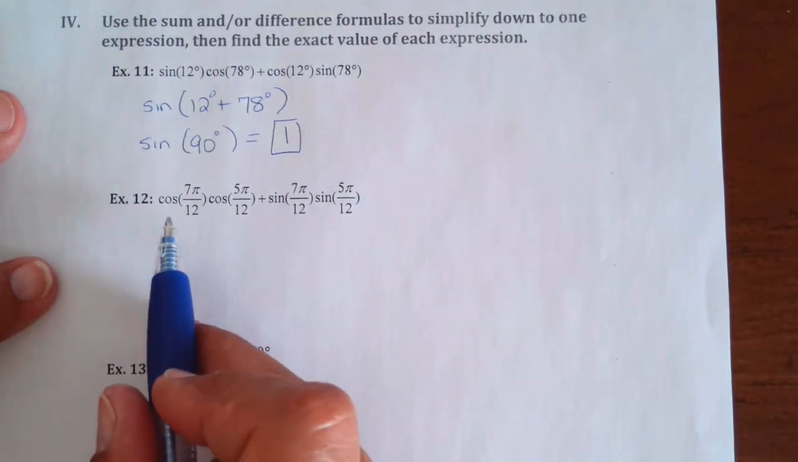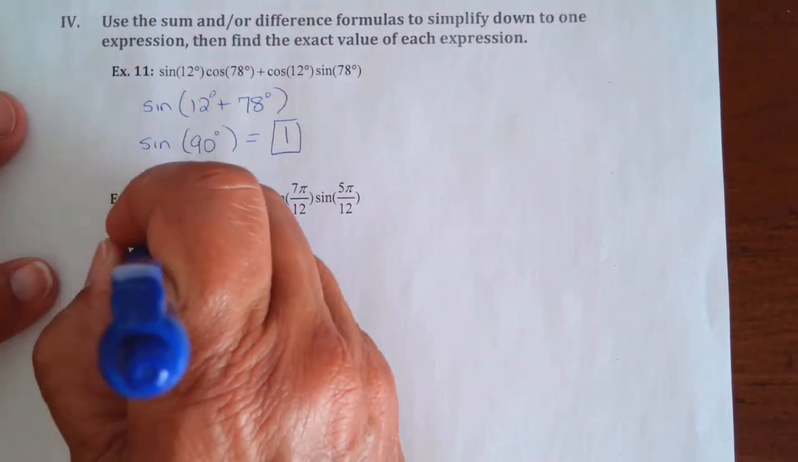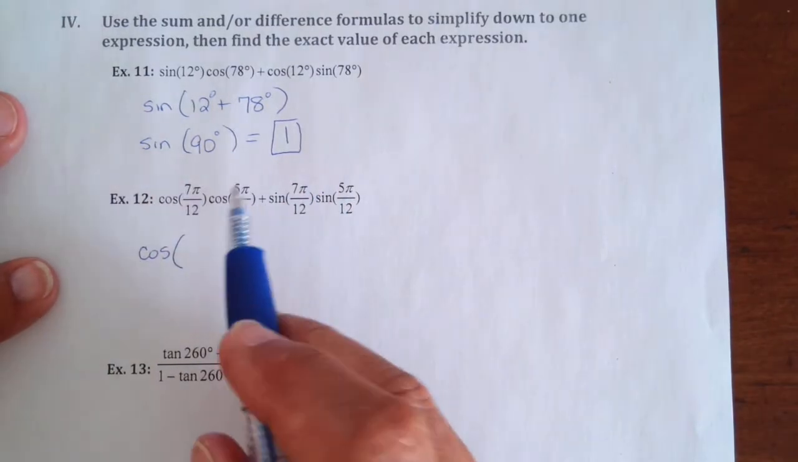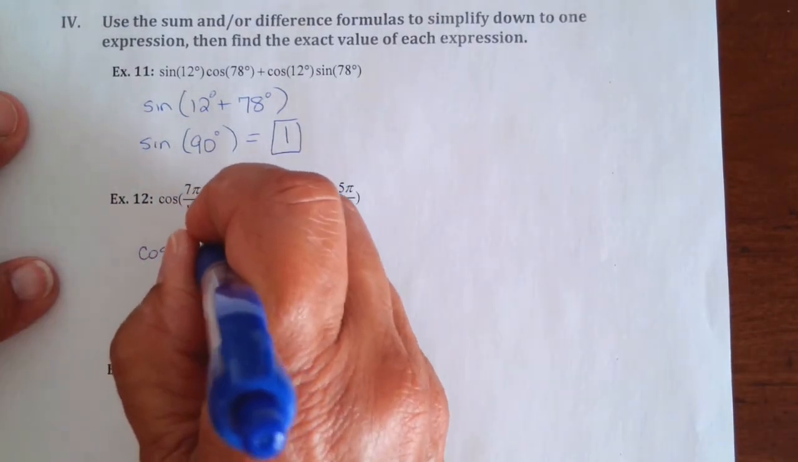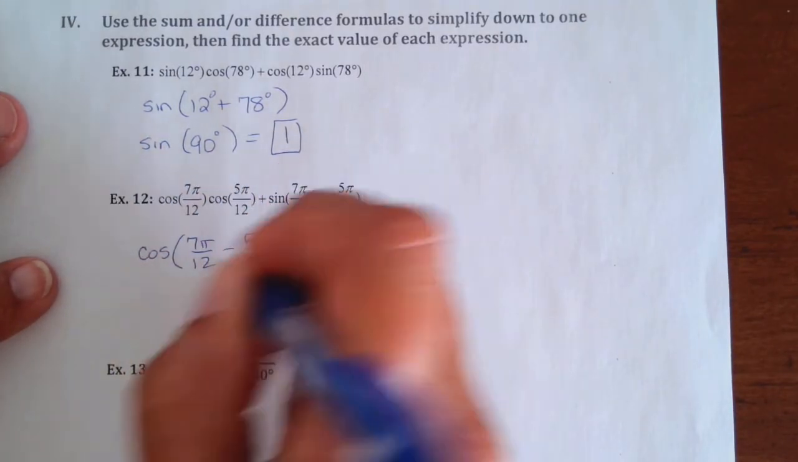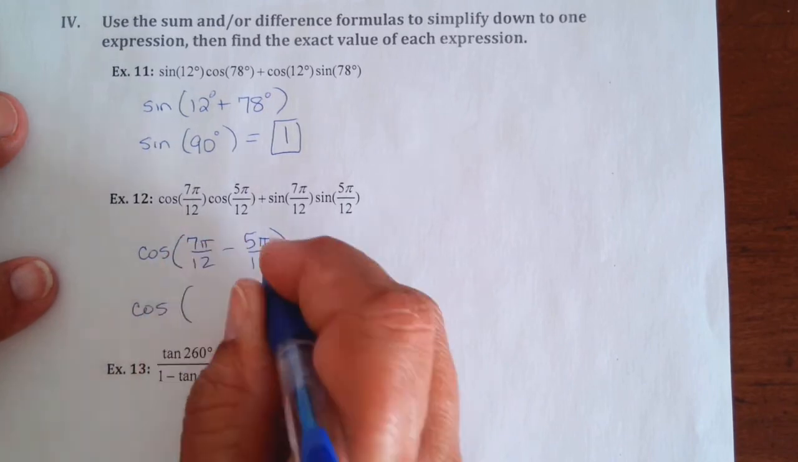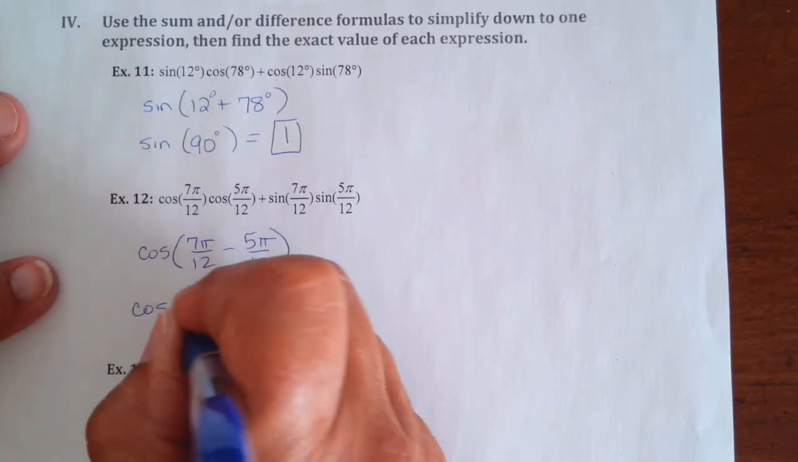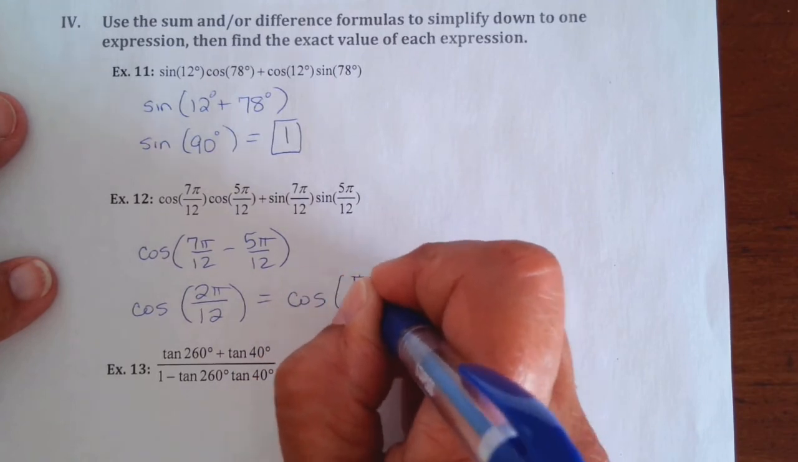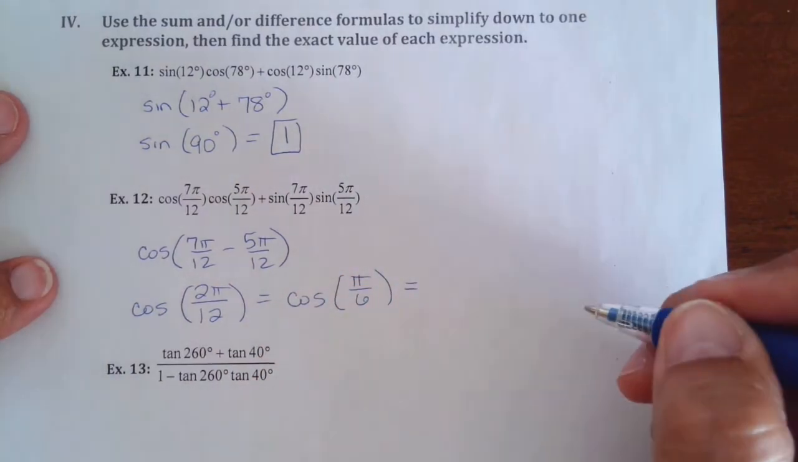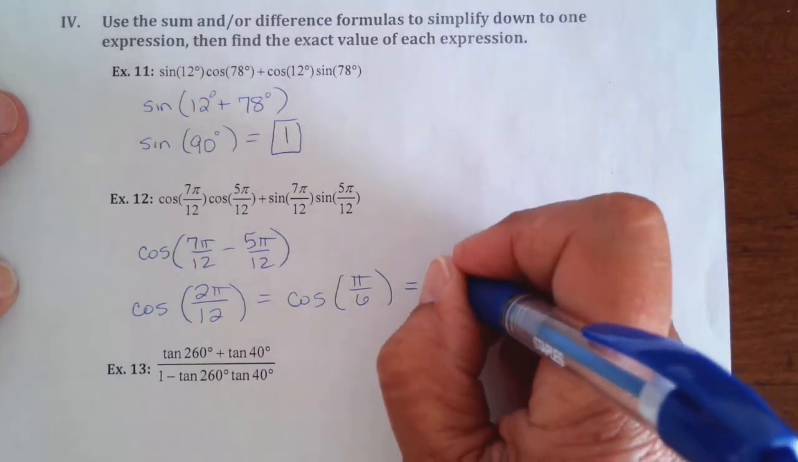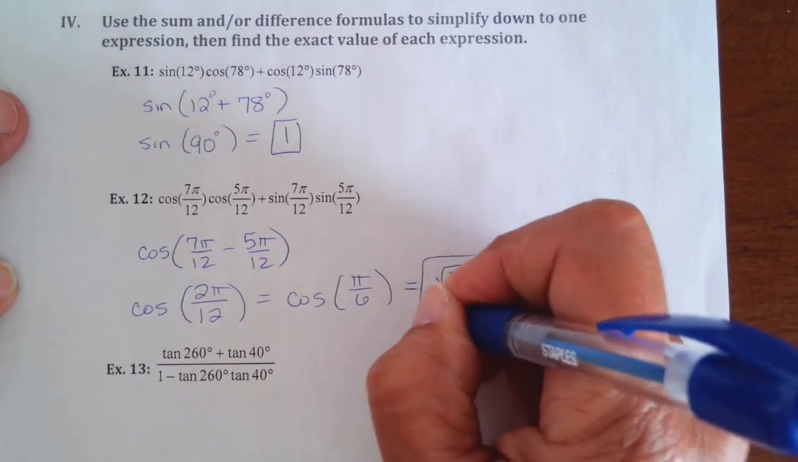All right, so example 12, we got cosine, cosine, so I know this is a cosine problem on the left, and then we would do the opposite sign. So we're going to do 7 pi over 12 minus 5 pi over 12. Go ahead and simplify that. 7 minus 5 is 2 pi over 12, and that is on the unit circle. We reduce that down to pi over 6. What is the cosine of pi over 6? That's square root of 3 over 2. That's an exact answer.